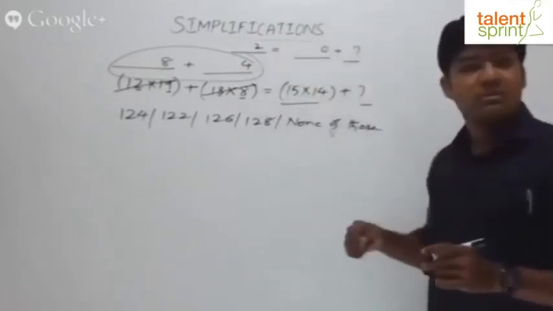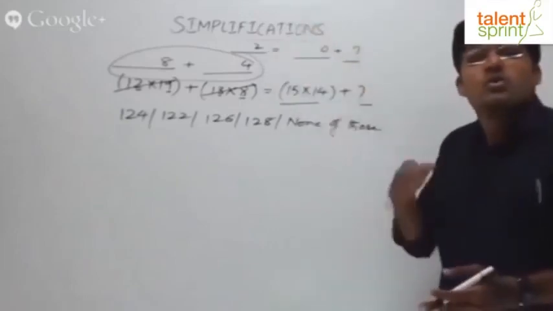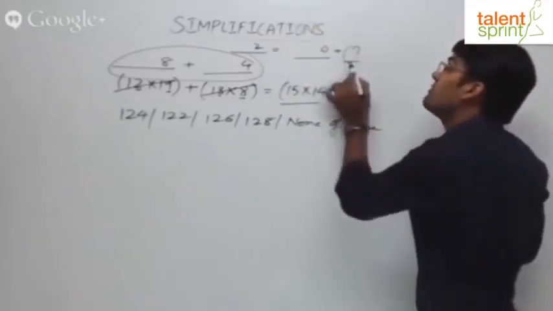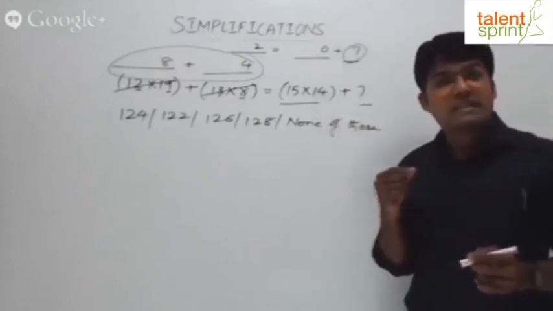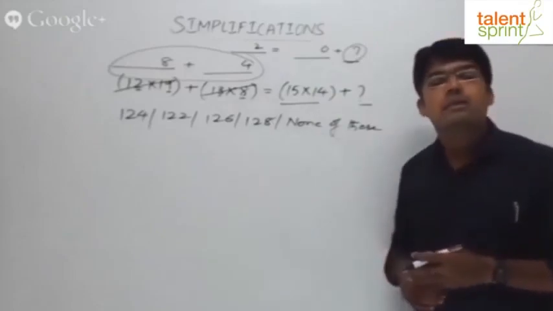Second term should be 2. Yes or no? 0 plus 2 will only give you 2. Is there any other possibility? No. So I very well know that the question mark should end with 2. The answer has to end with 2. Verify from the options. At least in this case, we'll be able to eliminate 3 options.